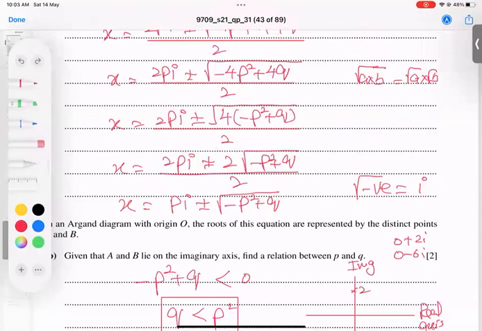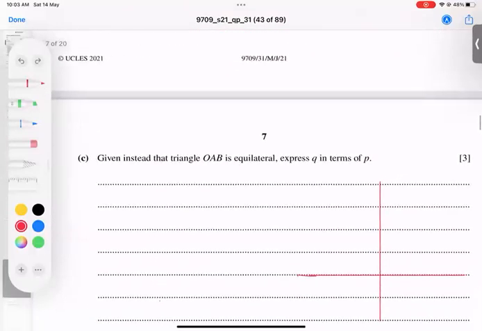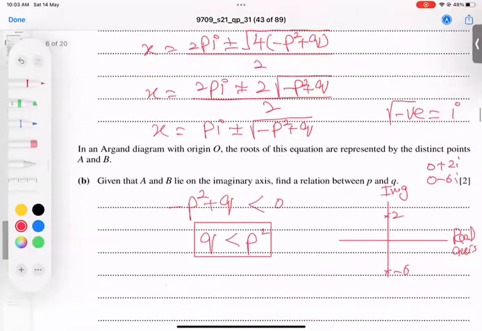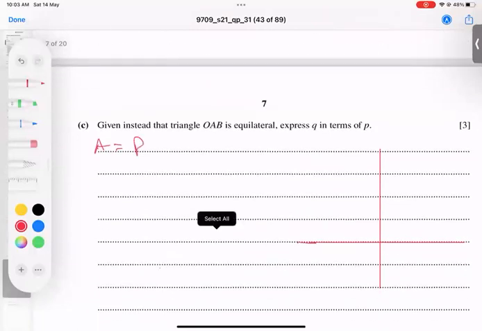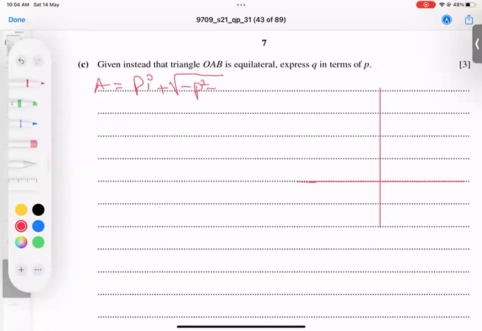Okay, because the two roots of x, one represented by A and one by B. So it is very clear, I'm writing both here. So A, assume it is P iota plus root of negative P square plus Q. Let me check. Yeah, negative P square. And B, I assume P iota negative.